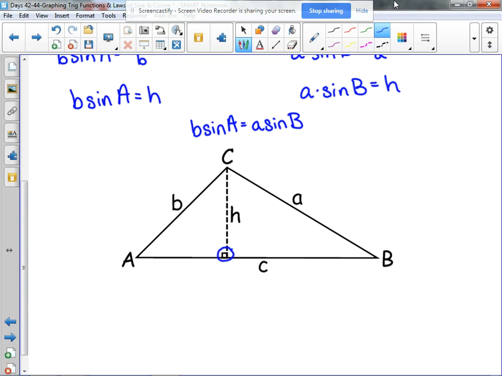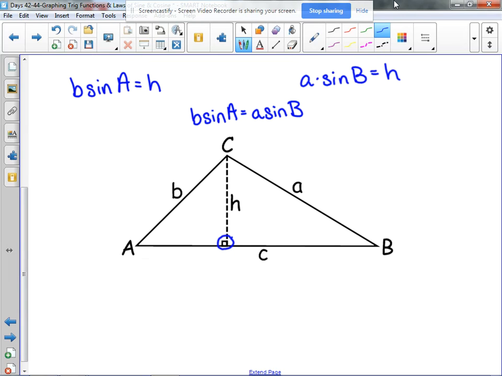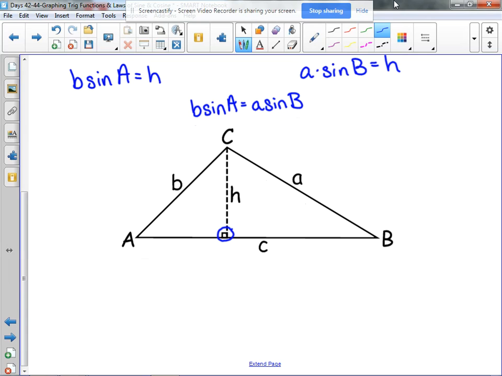This is why we need the law of sines. The law of sines exists for cases where we don't have a right triangle, but we need to solve for missing sides or missing angles. We cannot apply right triangle trig. You can't use opposite, hypotenuse, and adjacent when you don't have an opposite, hypotenuse, and adjacent because there's not a right angle in the problem.